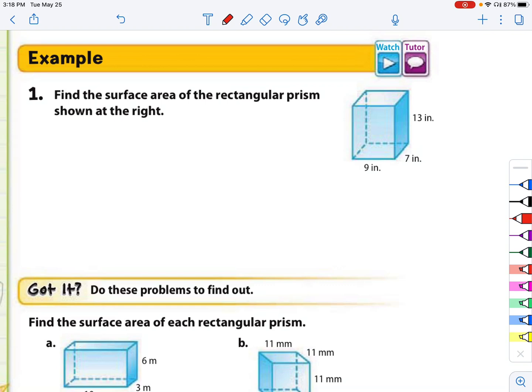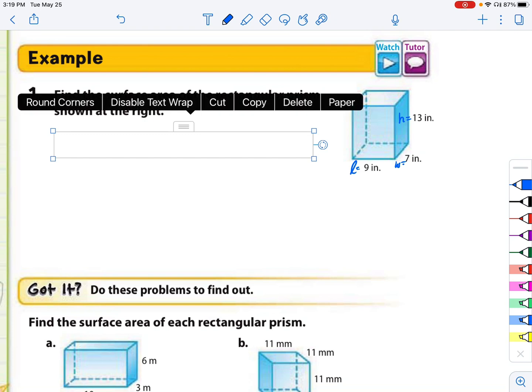And if you notice here, what you want to do before you even start is start labeling the dimensions of your rectangular prism. I will label this as my length. I can label this as my width, and 13 inches will be my height. Now knowing that, I can first write down the formula for my surface area.